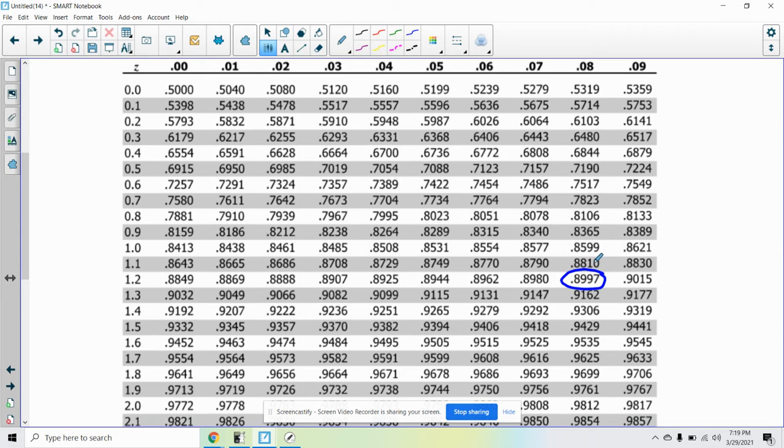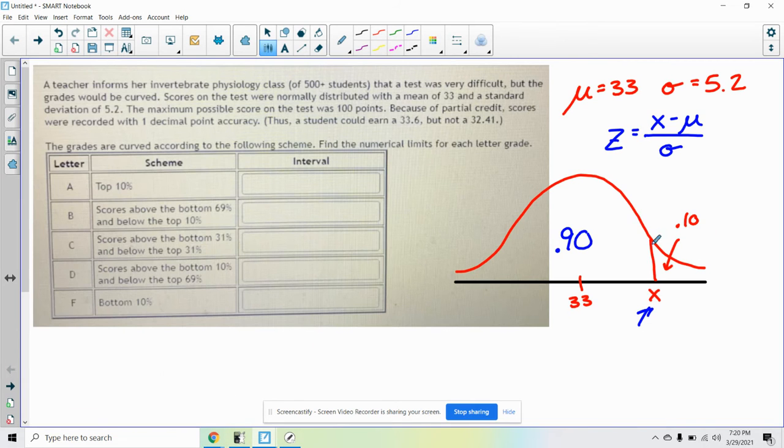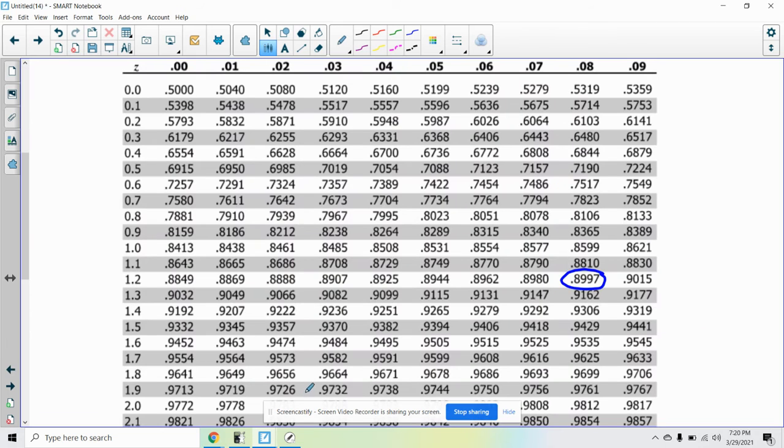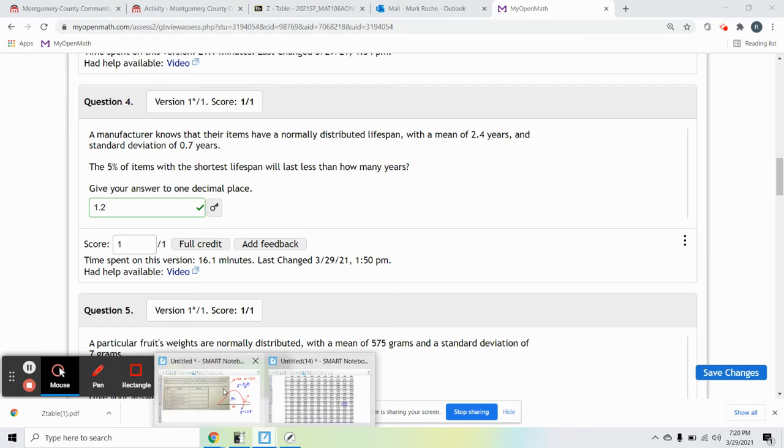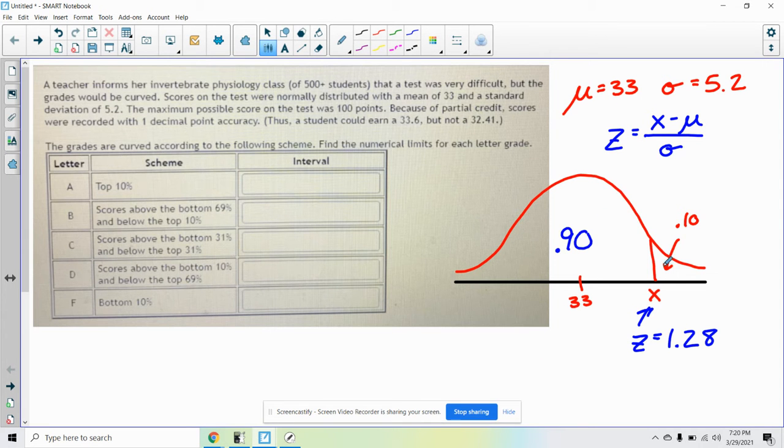Okay. So the z-score associated with the bottom 90% is 1.28. So the z-score that cuts off the bottom 90%, this z value, is 1.28. Is that what I said? I already forgot it. 1.28, yes. Okay, so that is my z-score. So I have my z, I have my mu, I have my sigma. I can find what that x value is.